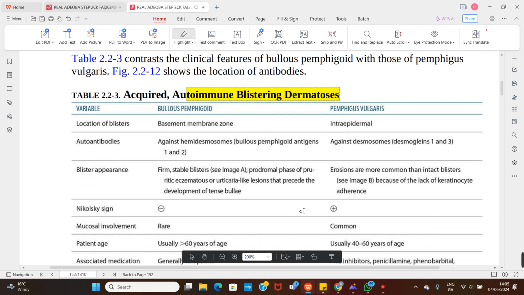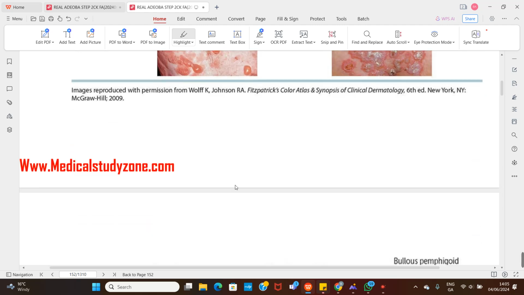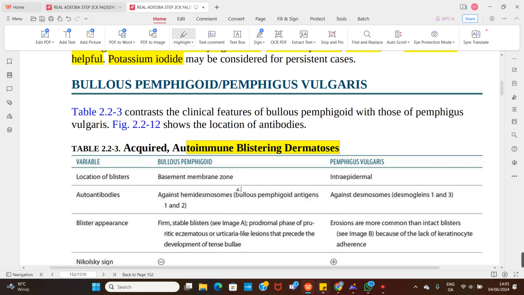First of all, these two conditions are type 2 hypersensitivity reactions, right? They are antibody mediated. We have some antibodies in the body that are destroying the structures within the epidermis, right? That is what is responsible for all this. And what is the difference between them? Because both of them are blistering lesions, they form blisters.